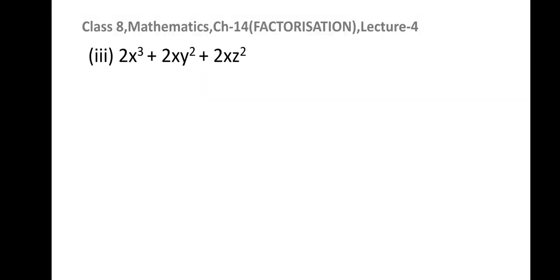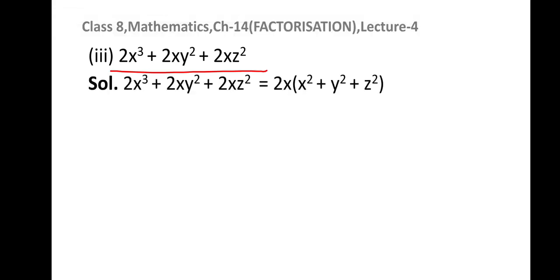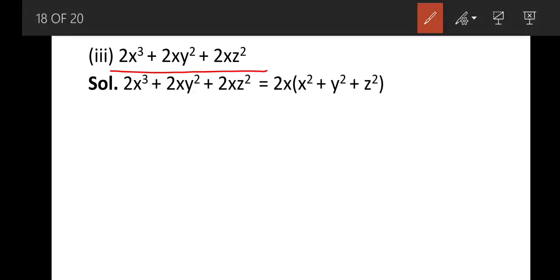Now coming to third part. Here, if you observe these three terms, what can you take common out of these three terms? So let us see the answer now. 2 is present everywhere. So 2 I have written. X cube, x raised to the power 1 and x raised to the power 1. So as I told you that minimum power of the variable is to be taken out. So x raised to the power 1 I have taken out. What will be left for this term? X square. What will be left for second term? Y square. What will be left for third term? Z square. So this will be your answer.